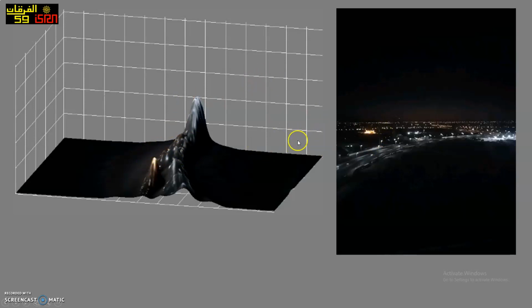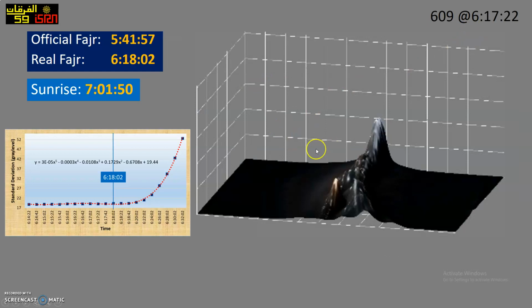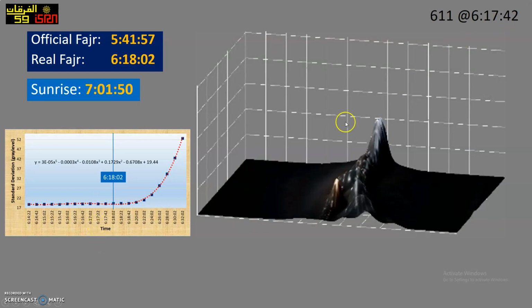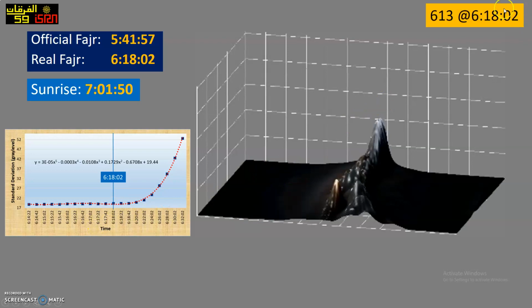The next slide is a 3D surface model of image 609 taken 20 seconds later at 6 hours, 17 minutes, and 22 seconds. Again, everything is pitch black, as also shown in the plot. We can continue until image 613 taken at 6 hours, 18 minutes, and 2 seconds. It is where the mathematical model estimated the presence of the real fajr.